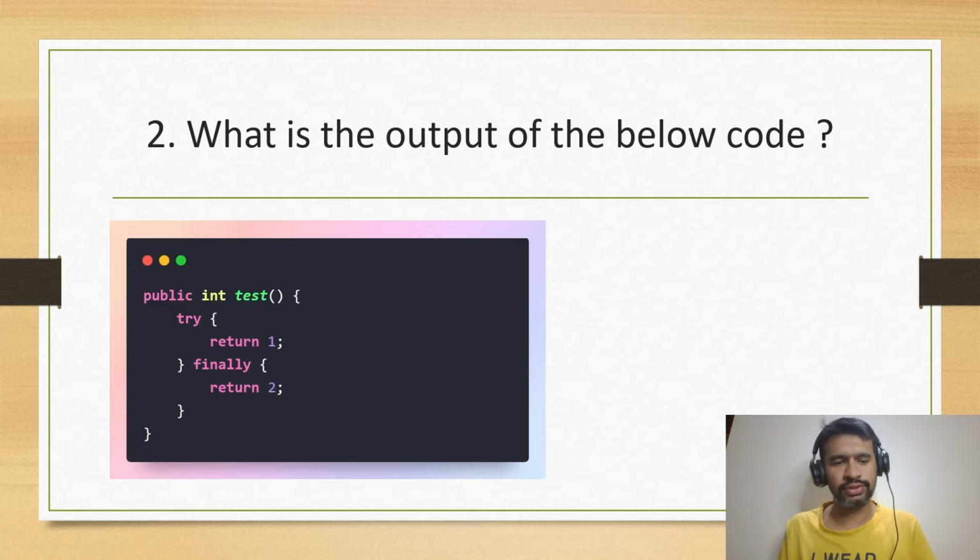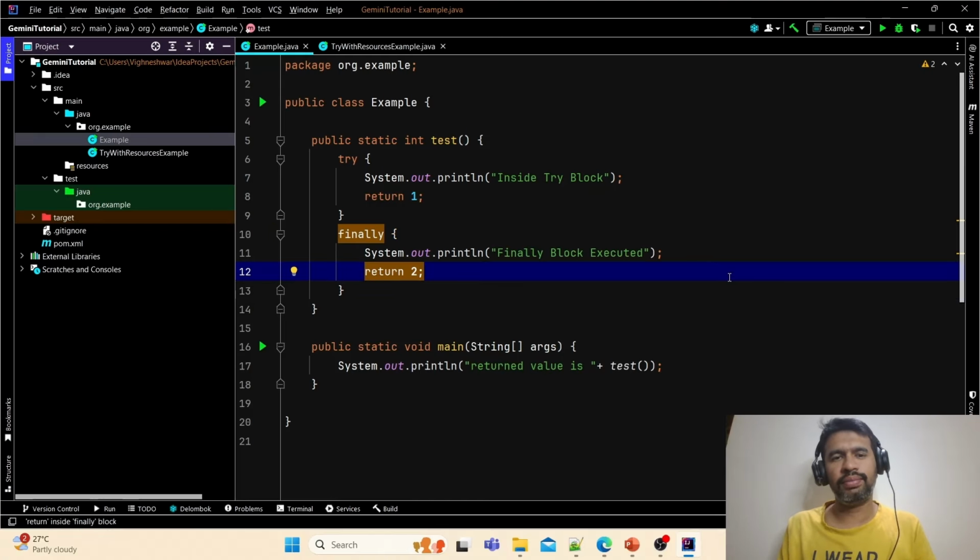Okay, let's see the output of this code. I've taken the same code here. So there is a try and finally block. In the try block, we are printing we are inside the try block, in the finally block we print we are inside the finally block, and we are returning 1 here and returning 2 here, and we are printing the result here, whatever is getting returned from this method.